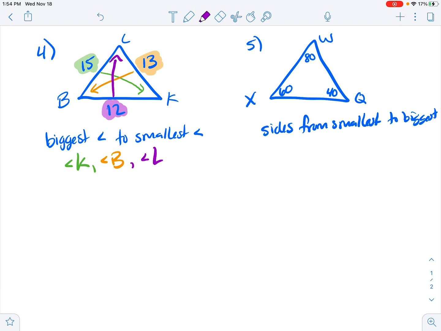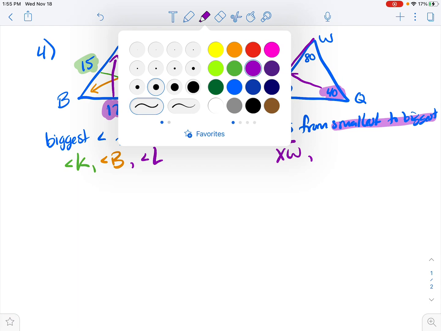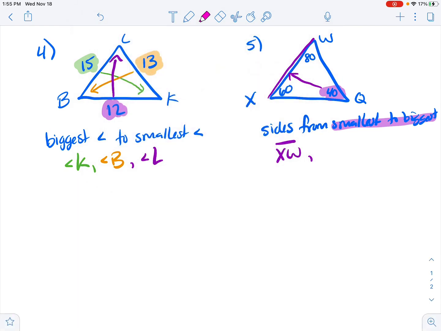All right, so my smallest to biggest. My smallest angle is 40, so we go across from it, and my smallest side is XW. Okay, my middle angle is 60, which means I go across from it, and my middle side would be WQ.